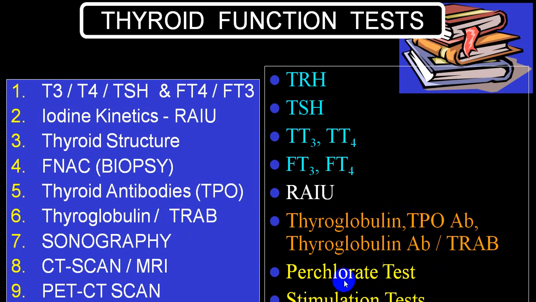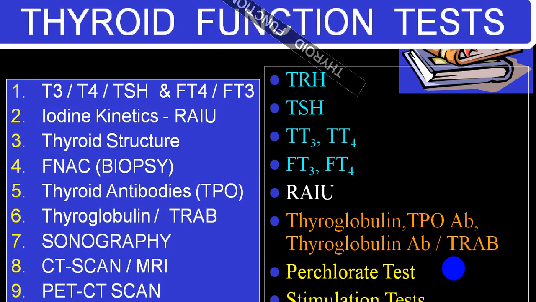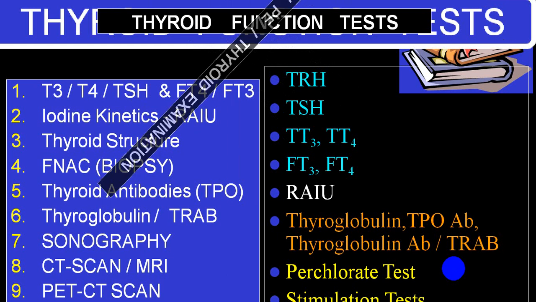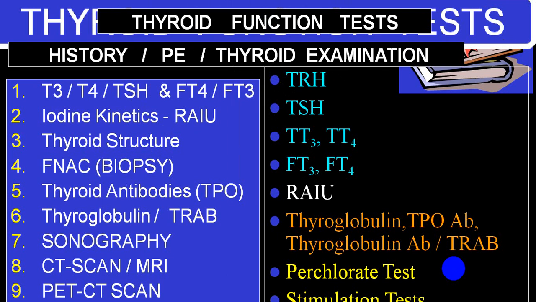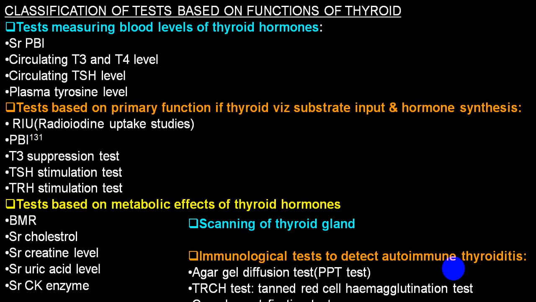Perchlorate test is selectively done in congenital disorders where there are enzymatic defects. Stimulation tests and inhibition tests are done mainly to identify central causes, that is hypothalamic or pituitary gland disorders, which we call secondary or tertiary groups. But never forget that history, physical examination, thyroid gland examination, and systemic examination are absolutely necessary to rule out thyroid disorders. This is the list; you can go through it at your leisure.